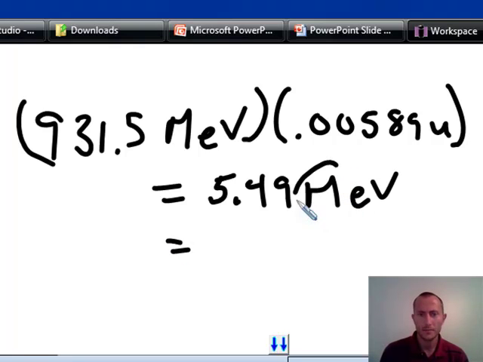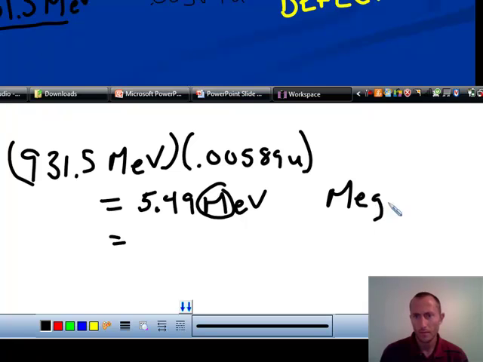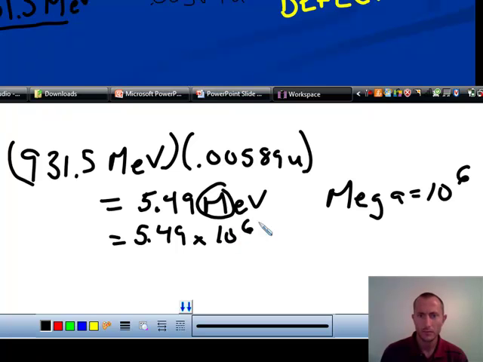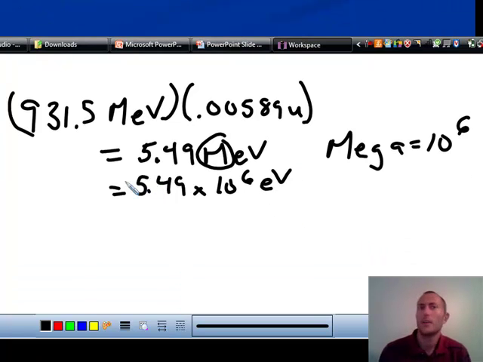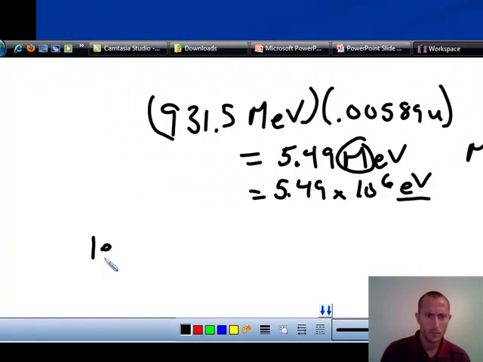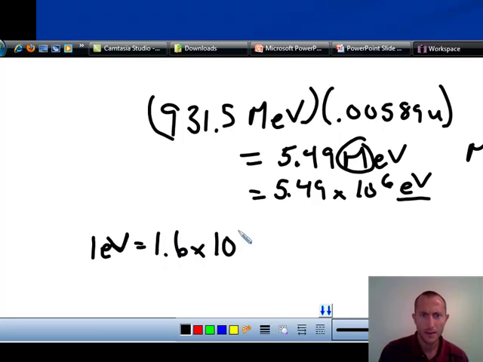Okay, now keep in mind then this mega is 10 to the 6th, and so this is 5.49 times 10 to the 6th electron volts. And just to give you a little more perspective, an electron volt, and again, as I mentioned before, we're going to talk about electron volts more a little bit later on in the year, but just to give you a comparison or an equivalency here, 1 electron volt is equal to 1.6 times 10 to the negative 19th joules.